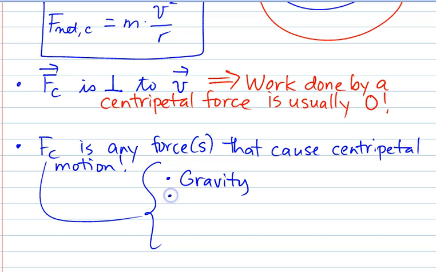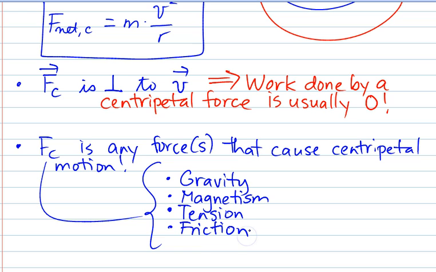So gravity, you could have a force of magnetism, and we'll talk about that a little bit later, a magnetic force, which could be centripetal. You could have tension, whirling a ball on a string. You could have friction. Okay, think about how race cars go around a corner. That's all friction. Well, it's also a little bit of the normal force. And we'll talk about how all of these could be centripetal forces.